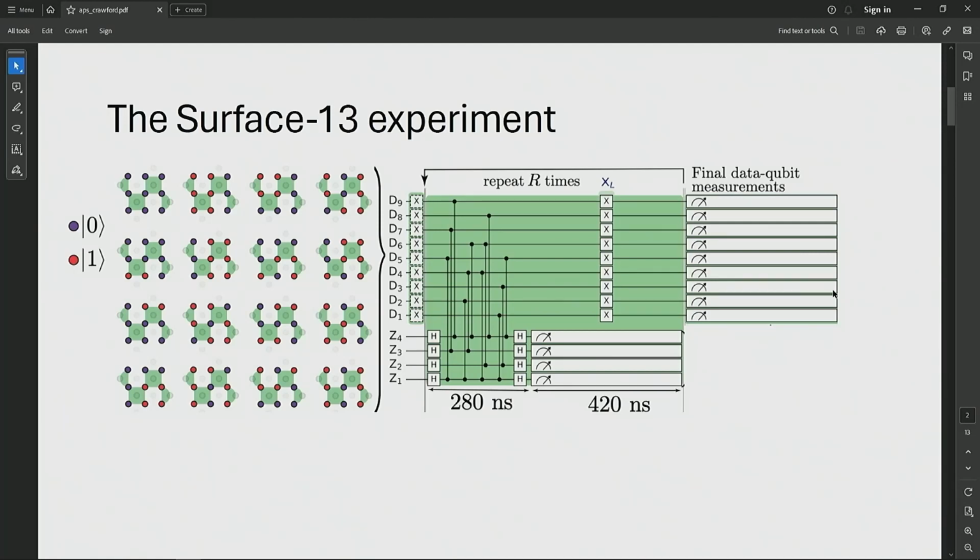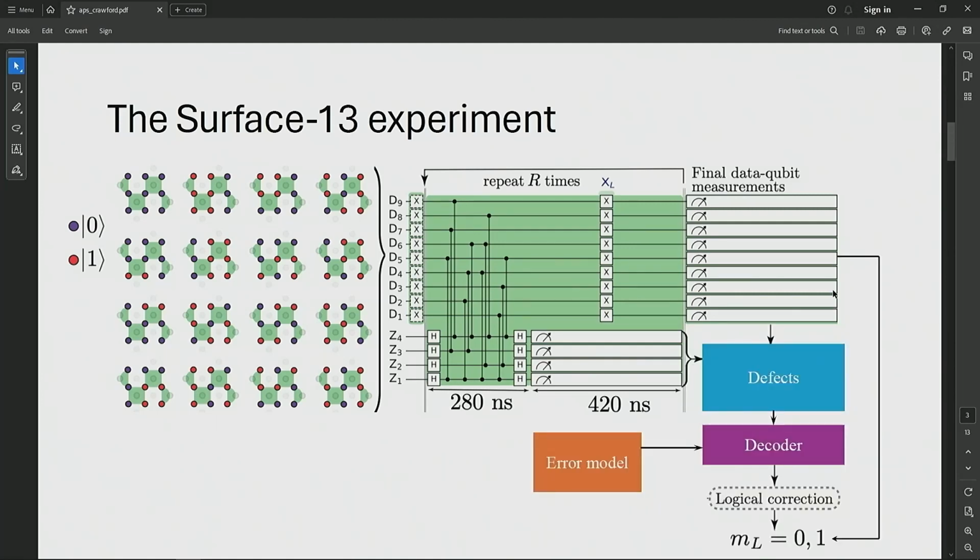As is typical in error correction experiments, we define detectors, which are combinations of measurements that we expect to have deterministic values when there are no errors occurring. For a particular run of the experiment, we then evaluate or record the defects, which are the detectors that have changed value. We pass those defects into the decoder, which has also taken in a model of the errors. It uses these to work out what errors have occurred and whether we need a correction to the logical operator, which finally, combined with the uncorrected logical measurement, gives us our final logical measurement.